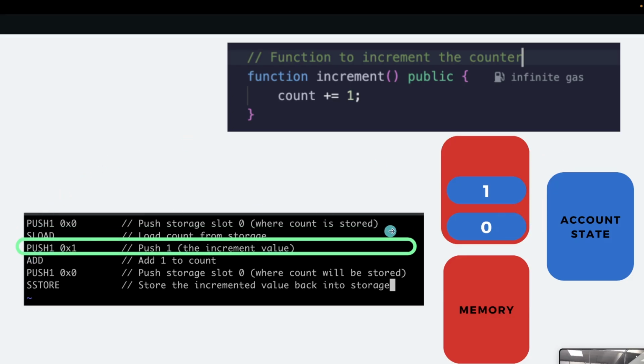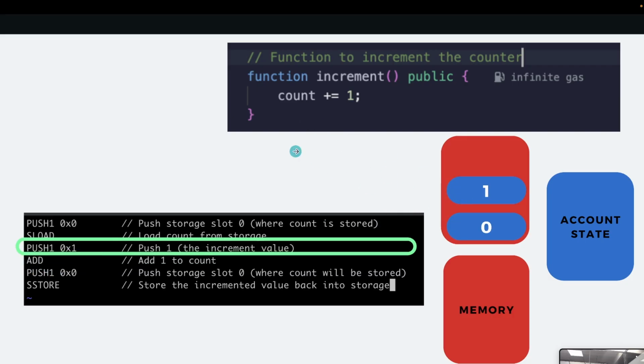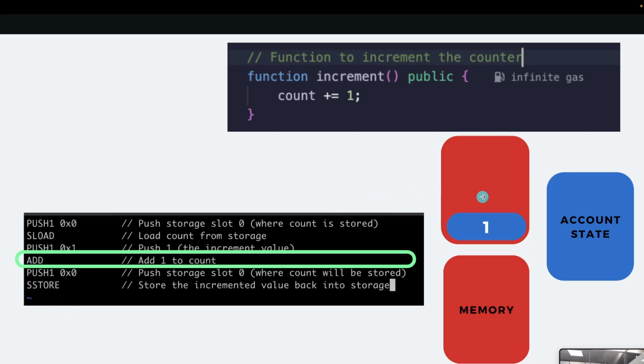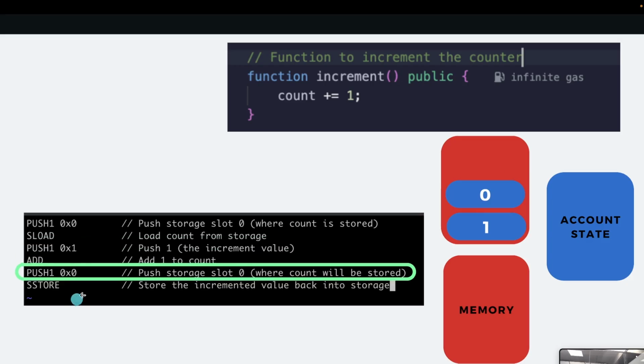Then we push 1 to the top because I want to increment it by 1. I push 1 on the top. Then I call the add opcode. What does add do? Pops off both of these, pushes it back, and then push opcode will again push 0 over here. And then I will call s store, which will take this value and put it in the 0th position.